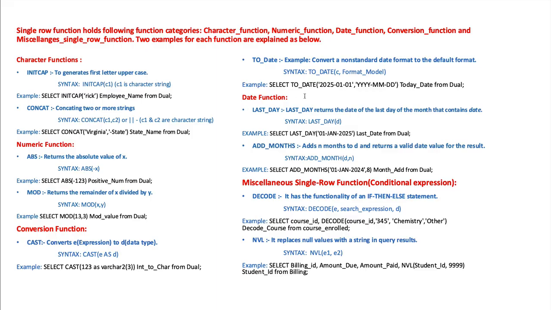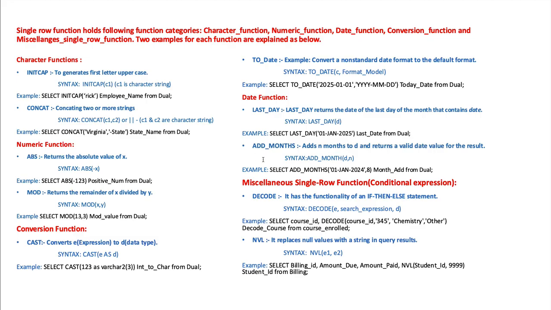Next function is date function. Example is given here, LAST_DAY. It returns the last day of the month that contains the date. For example here, SELECT LAST_DAY of 01 Jan 2025, then it will convert into 31st Jan 2025.